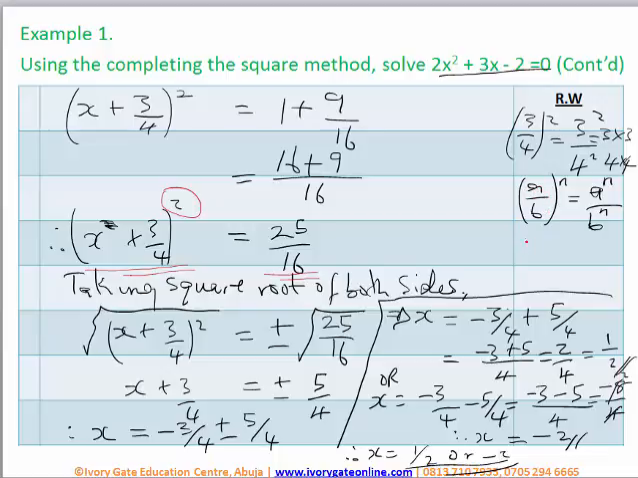Then this is the same thing as if we have a over b, the square root of a over b is the same thing as the square root of a over the square root of b. So if that is the case, the square root of 25 is 5, the square root of 16 is 4. Then this gives us that x is equal to this, moving over to the right hand side, becomes minus 3 over 4 plus or minus 5 over 4.